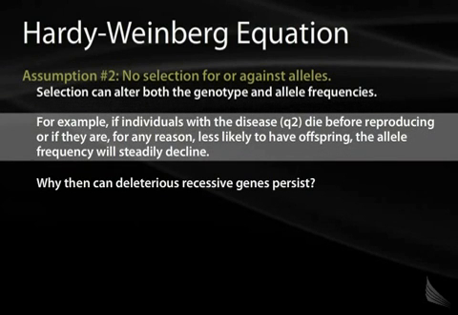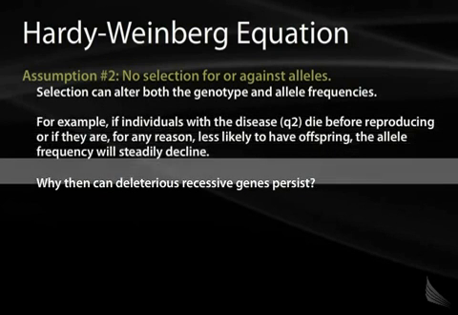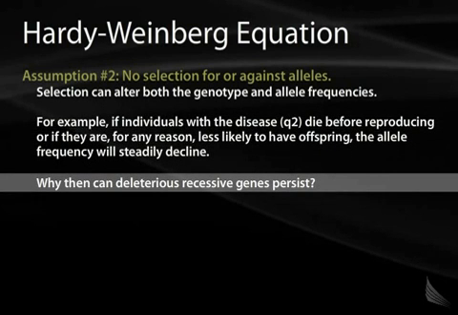For example, going back to our Q, let's say individuals with the disease, homozygous recessive or Q-squared individuals, die before they reproduce, or if they are for any reason less likely to have offspring, the allele frequency, this Q, would decline. Why? Because they would be dying before they could pass it on. And therefore, you would see the Q decreasing. Why then can deleterious recessive genes persist?